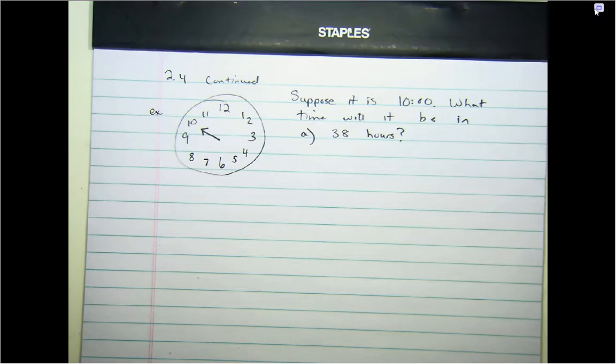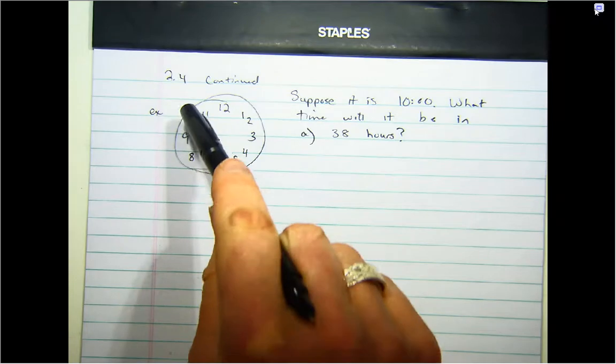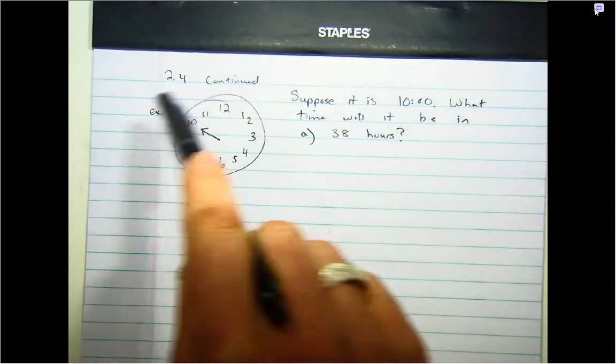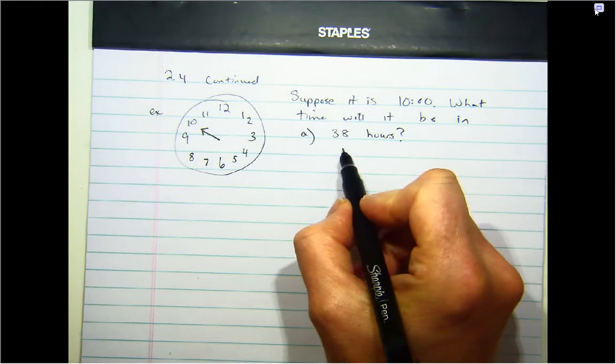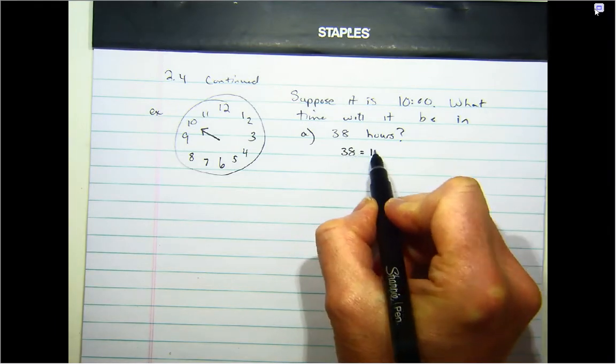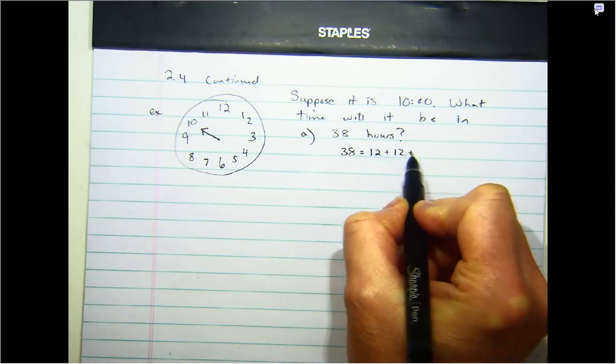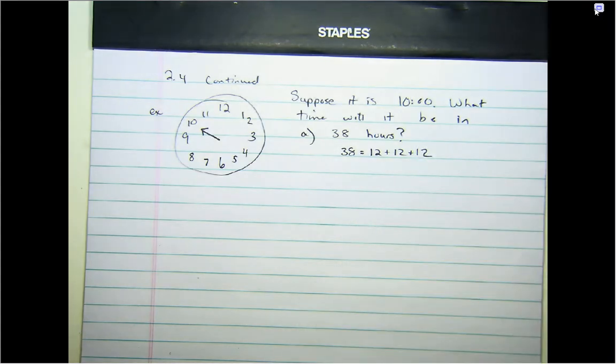So some of you can just do that in your head. Does anybody have the answer? Now you could just count off, right? 1, 2, 3, 4, 5, all the way around 38 hours. Another way would be to take out multiples of 12, because every 12 hours you're going to be back at 10. So that's a little faster.